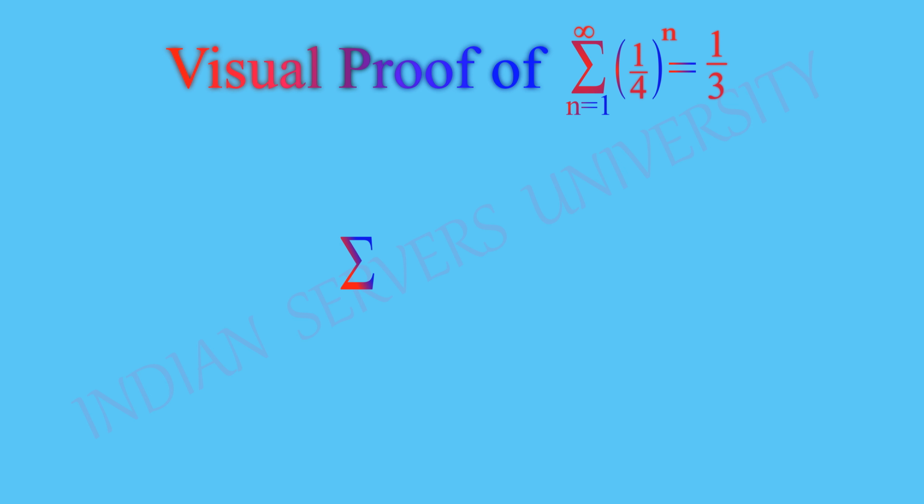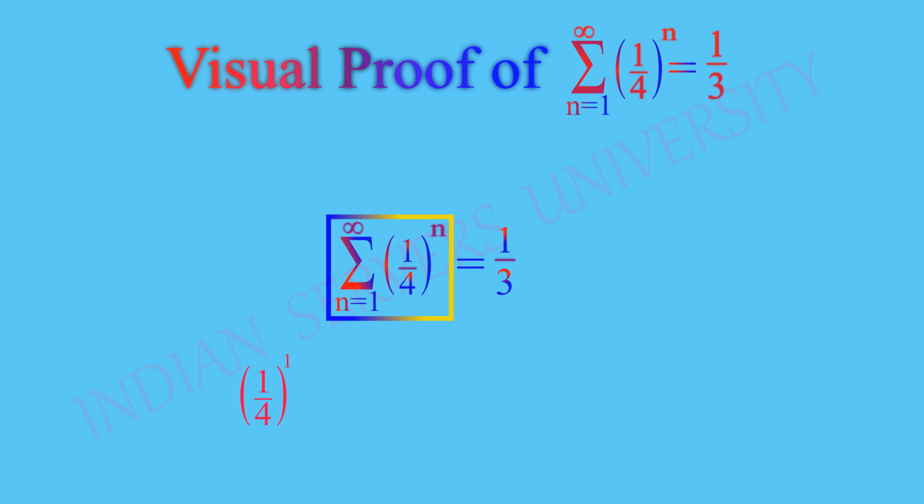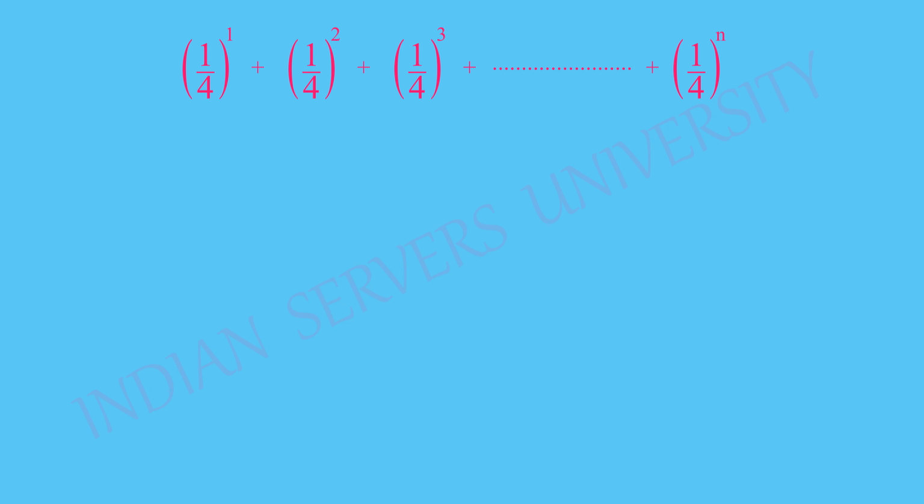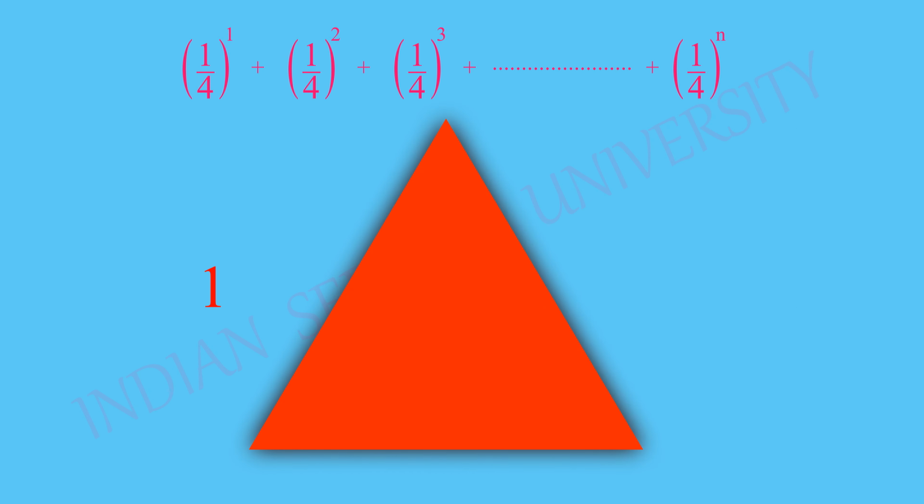Visual proof for the sum of 1 by 4 to the power of n, where n equals 1 to infinity. Let's take a triangle of 1 unit.